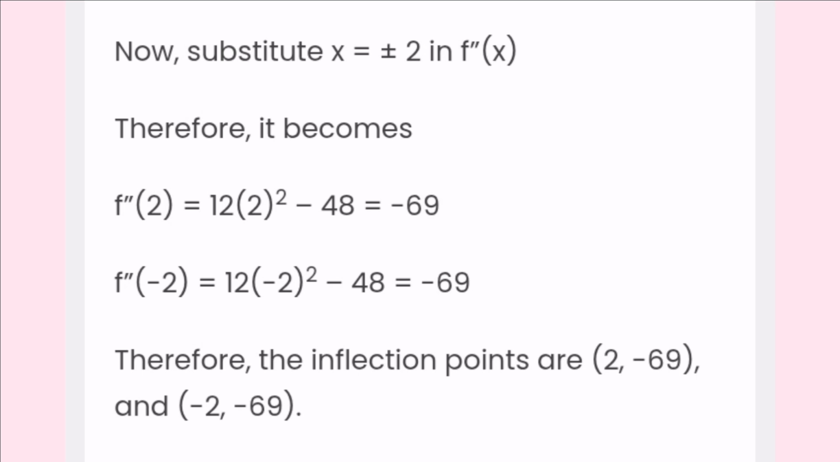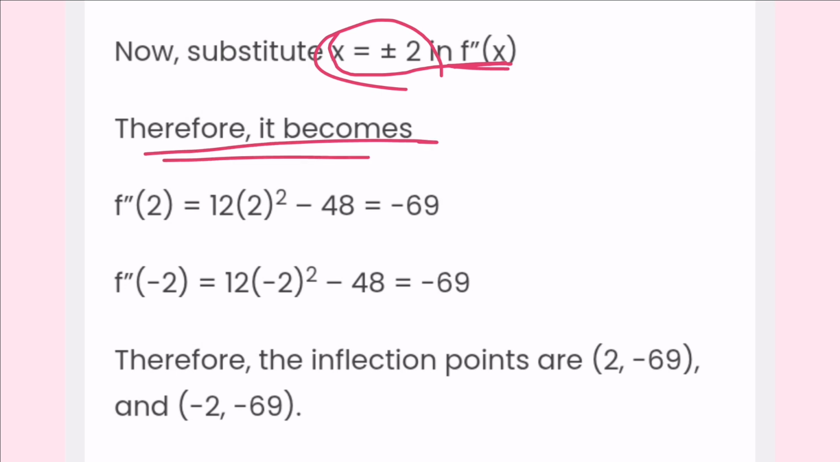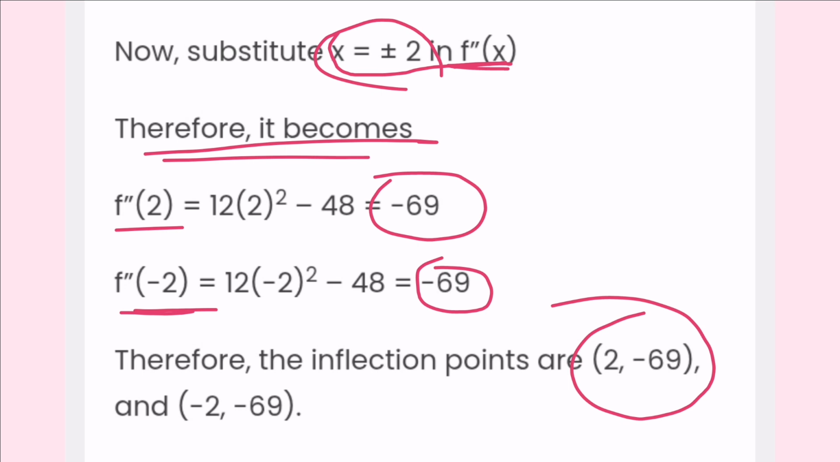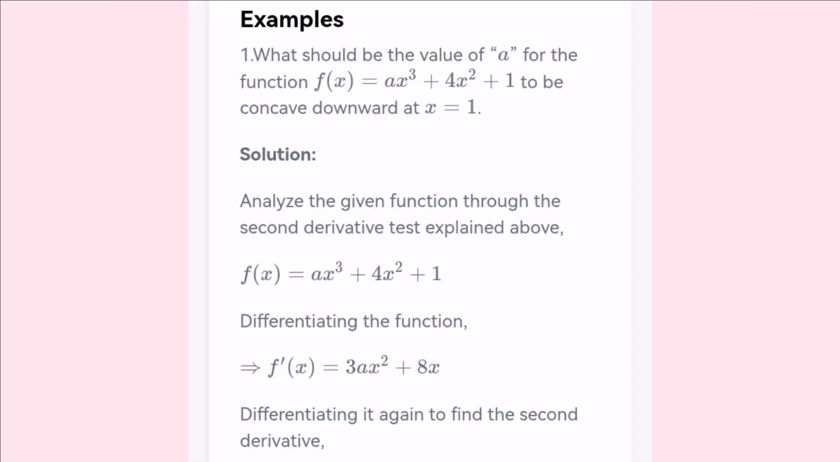Now to find the inflection points, substitute x is equal to plus or minus 2 in the original function. Therefore, it becomes minus 69 at x equal to 2 and minus 69 at x equal to minus 2. Therefore, the inflection points are 2 comma minus 69 and minus 2 comma minus 69. These are the two inflection points of the given function.